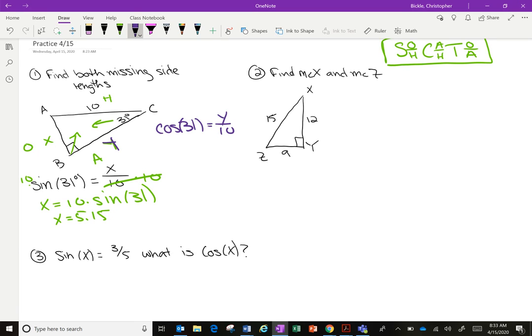You guys can use any variables you want. You could write BC, it doesn't matter. We're going to solve that the exact same way, guys. Multiply both sides by 10. That denominator goes away. Y is equal to 10 times the cosine of 31.